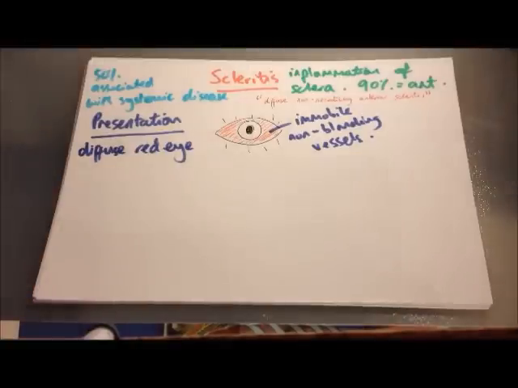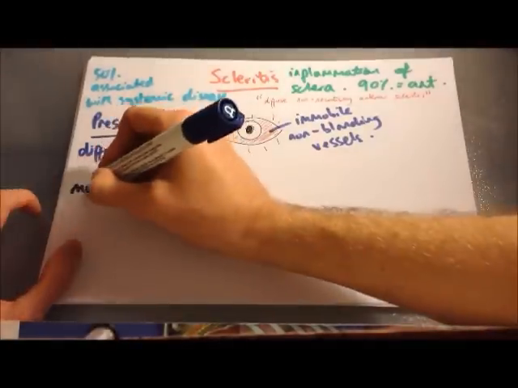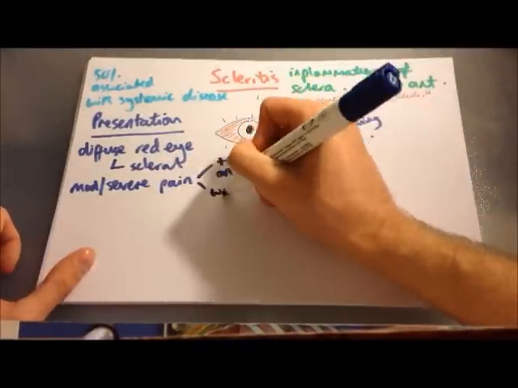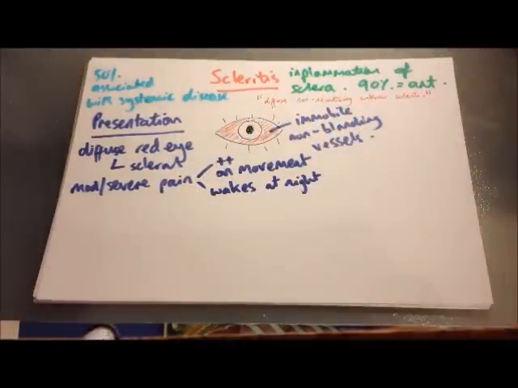There'll be moderate to severe pain, especially on movement, as the eye muscles insert into the sclera, and when they contract they'll pull on the sclera and make it hurt. And it can wake the patient up. The globe of the eye will also be tender to touch.